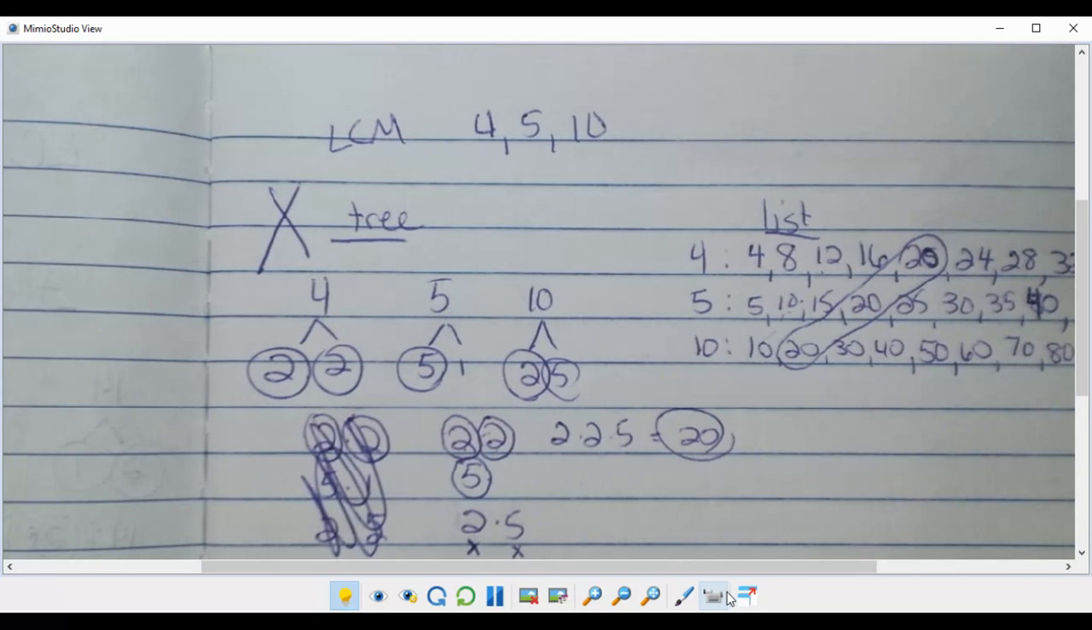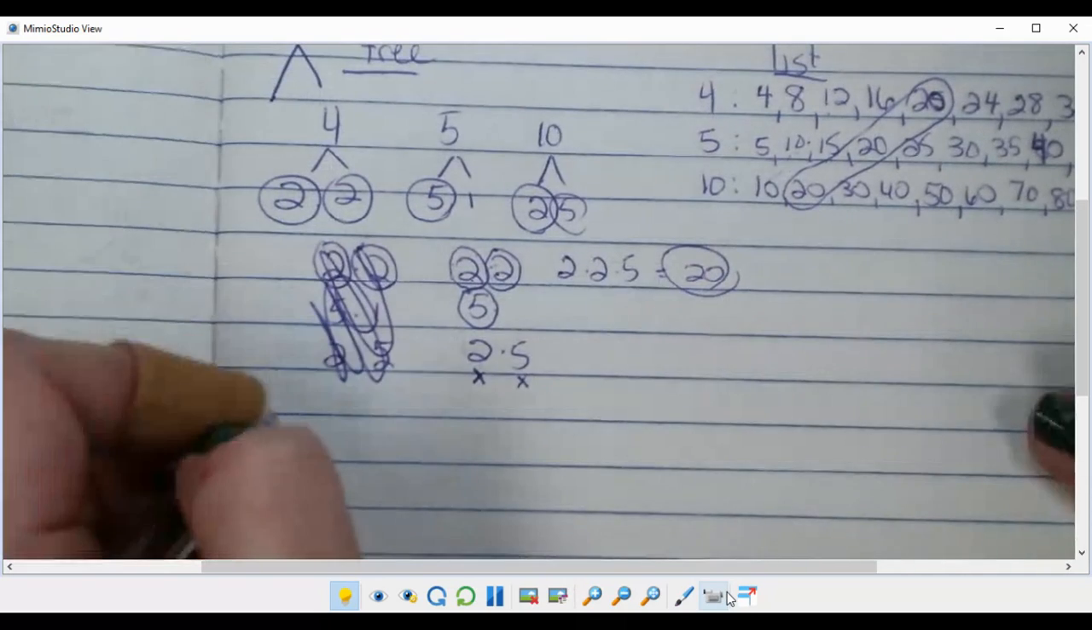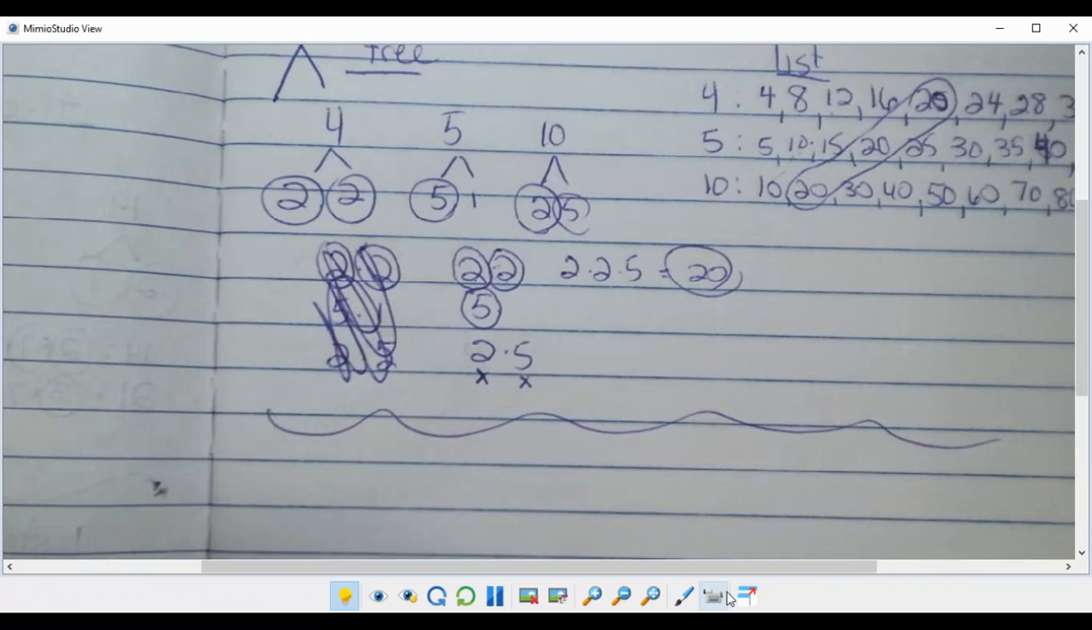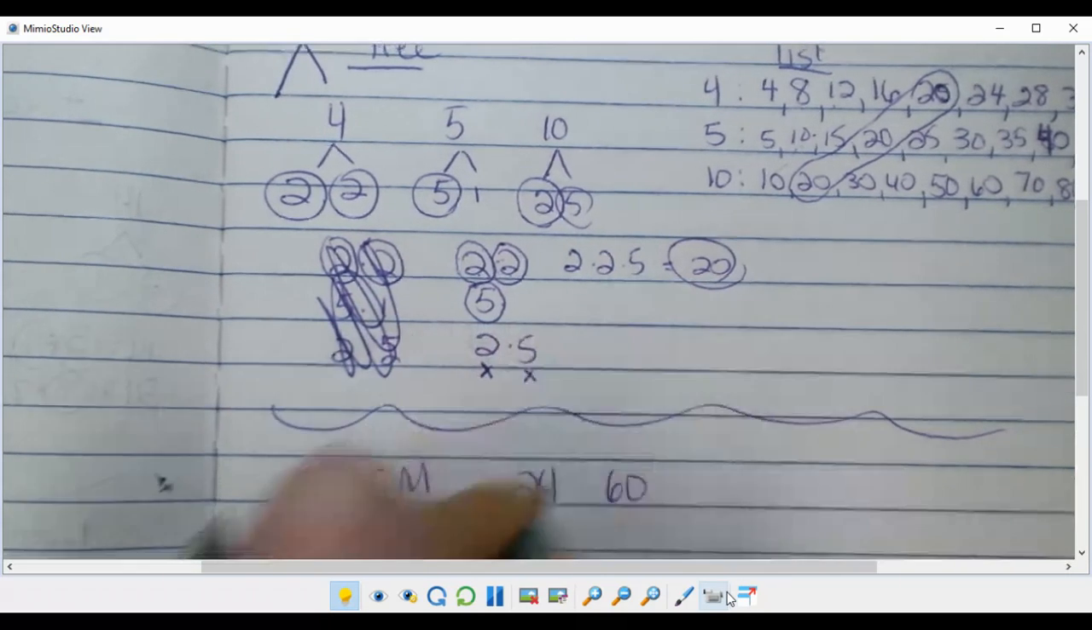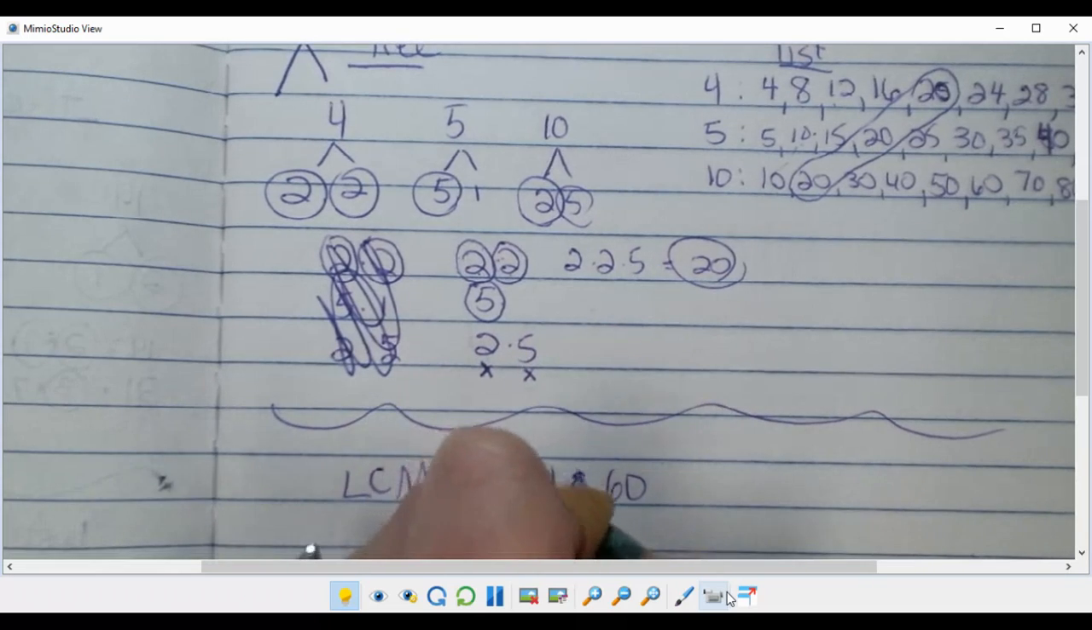Now, if you're comfortable at this point, you can go on and do the practice. If you want to do one more with me, I will happily do one more to show you how we do this. I'm going to go back and do a 2 number one. So we're going to do the least common multiple of 24 and 60.